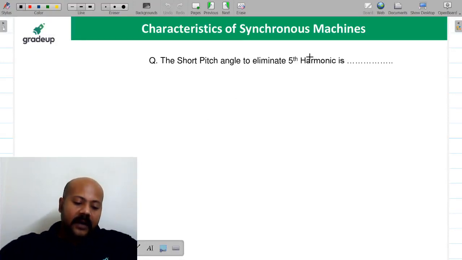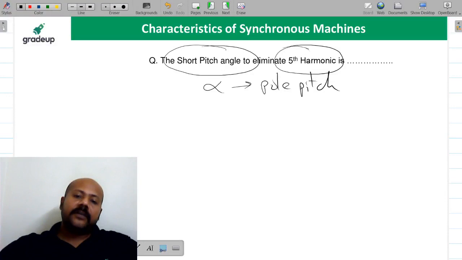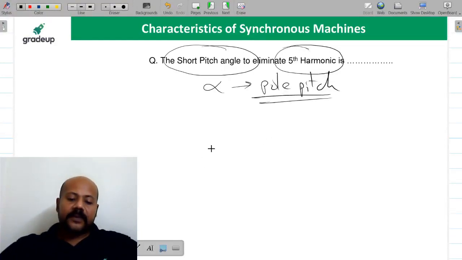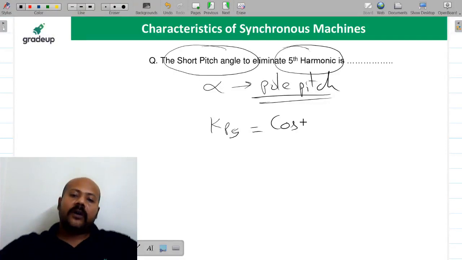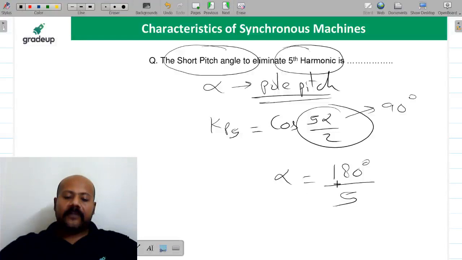Now again Anik is giving the answer in terms of actual values. It's okay beta, no problem, but I want this short pitch angle, that is alpha, in terms of pole pitch. With reference to pole pitch, it is going to be how much? For the 5th harmonic, Kp5 is going to be cos 5 alpha by 2, and this 5 alpha by 2 must be 90 degrees. So you can say alpha is going to be 180 degree upon 5.